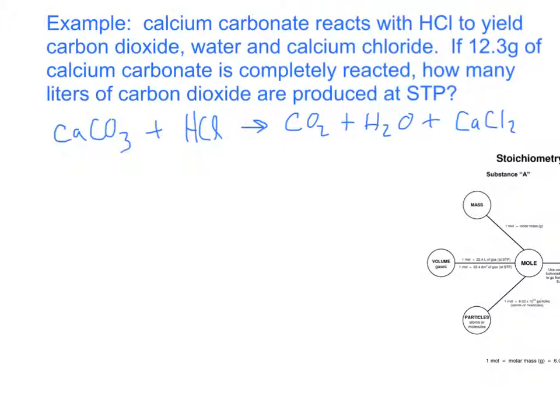Okay, so here's an example problem. We have calcium carbonate reacting with hydrochloric acid to give us carbon dioxide, water, and calcium chloride. And now here's the question we're posed. If 12.3 grams of calcium carbonate is completely reacted, how many liters of carbon dioxide gas are produced at STP? I've taken the time to write out the chemical equation already in the space below, but it's not balanced. So copy it down, see if you can balance it. You can pause it if you want to, and then I'll show you the correct balance.